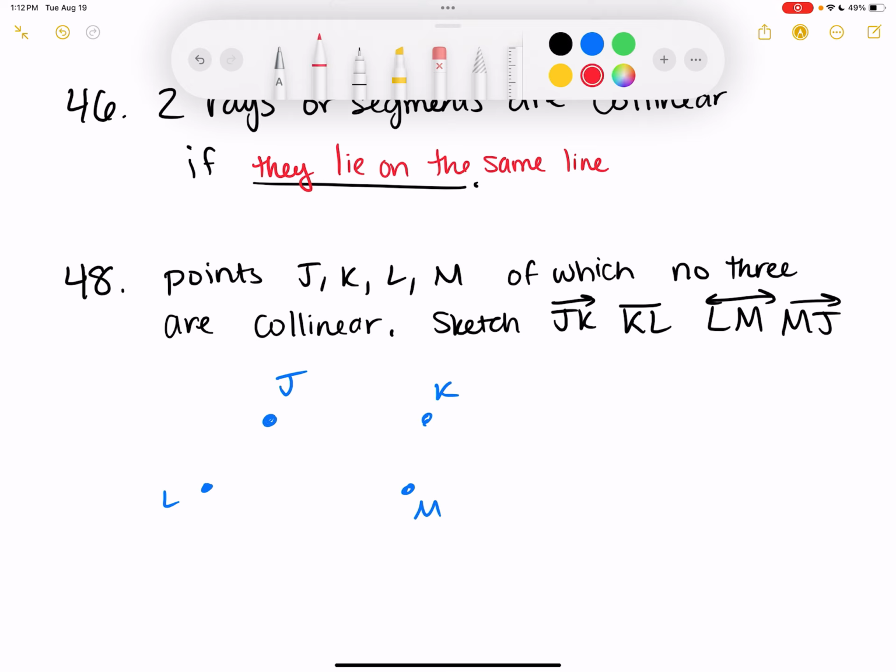Rays will always start at the first point and go in the direction of the arrow, and they will extend through that point. So for JK, it's going to extend through here and go that way. If you draw your points in a different order, that's totally fine. Everybody's is going to look different. KL is a segment, so it's going to go between K and L, like that. LM is a line, so it's going to go all the way through both points with an arrow on each end. And lastly, MJ starts at M and goes all the way through J to make a ray.